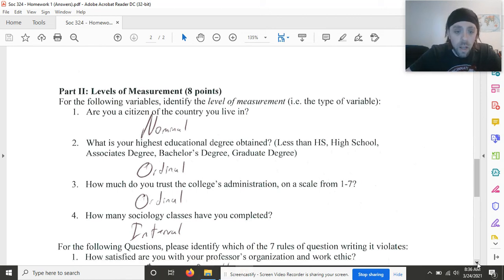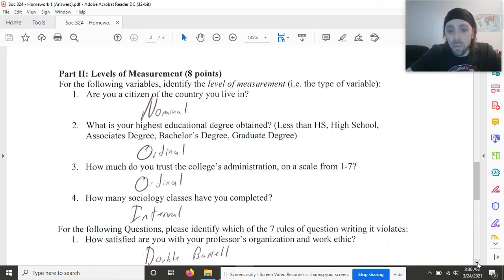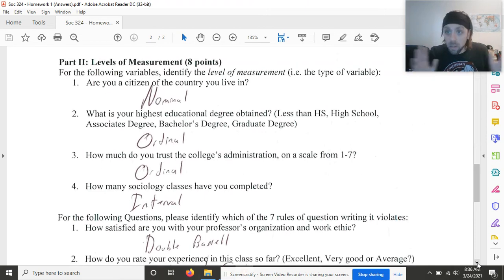Okay. All right, as for my bad survey questions, how satisfied are you with your professor's organization and work ethic? Well, that's a double-barreled question. I could be really organized but kind of lazy. I could be a really hard worker but horribly disorganized. So how do you answer this question? This is a double barrel. And a double barrel is any question that is actually more than one question at once.